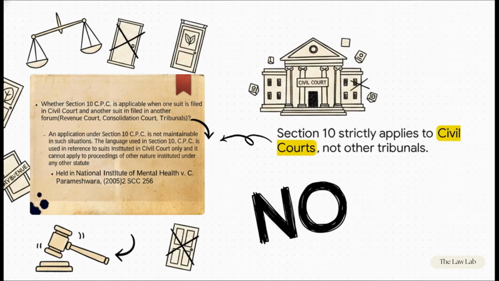Also, keep in mind the 2005 National Institute of Mental Health case. This one determines something vital about the wording of Section 10. When the code uses the word court, it strictly means civil courts. So you can't invoke res sub judice to pause things if one of your cases is sitting in a completely different forum, like a specialized tribunal or a revenue court. The rule is strictly for managing concurrency between civil courts.